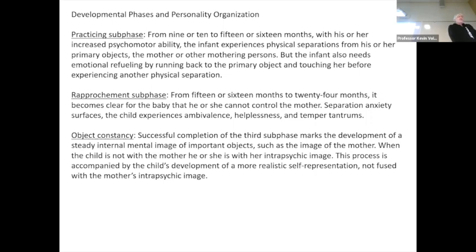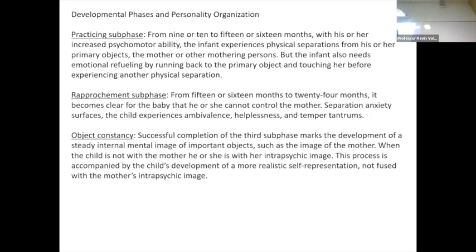The next phase is object constancy. Successful completion of the third subphase marks the development of a steady internal mental image of important objects, such as an image of the mother. When the child is not with the mother, he or she is with her as an intrapsychic image. The process is accompanied by the child's development of more realistic self-representation, not fused with the mother's intrapsychic image. So this phase is very important.